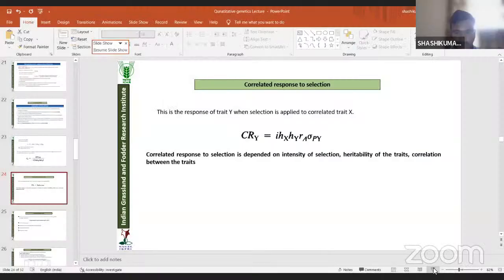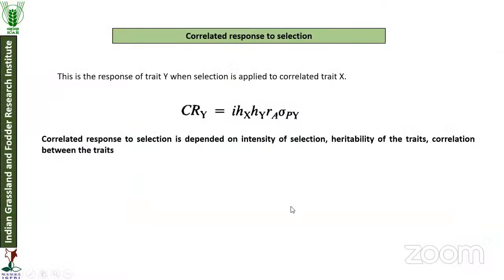So this is correlated response to selections. Your slide is not visible, sir. Please share your slide, sir. Okay, we'll do it again. Yes, sir, it's okay, visible. Thank you, sir. Please continue, sir.